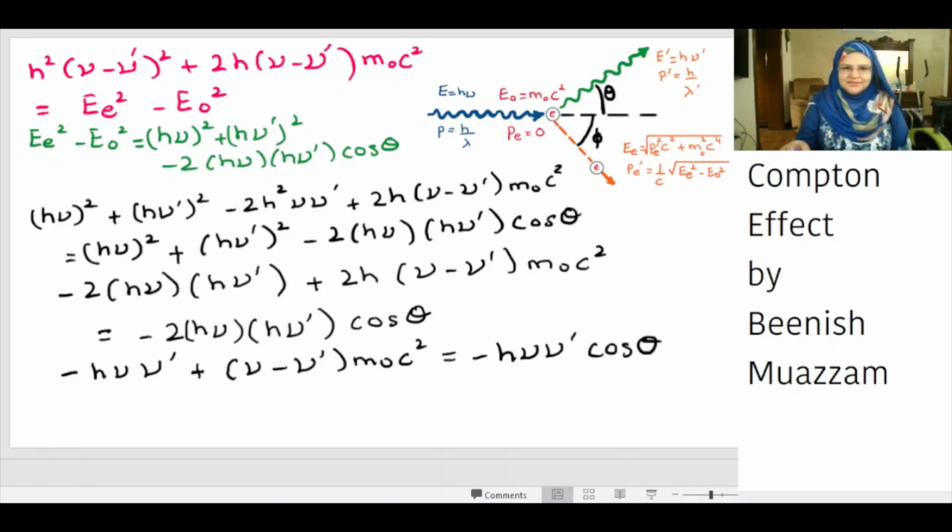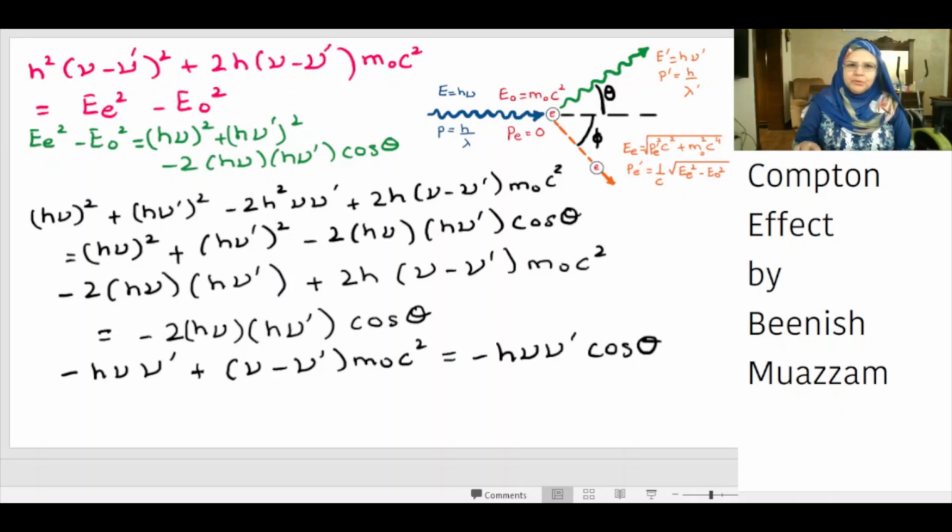The expression that we got earlier using conservation of momentum: E² minus E₀² is equal to (h nu)² plus (h nu prime)² minus 2(h nu)(h nu prime) cos theta.